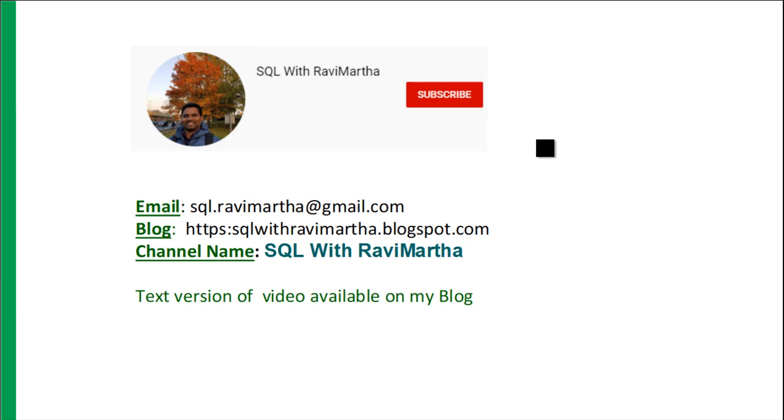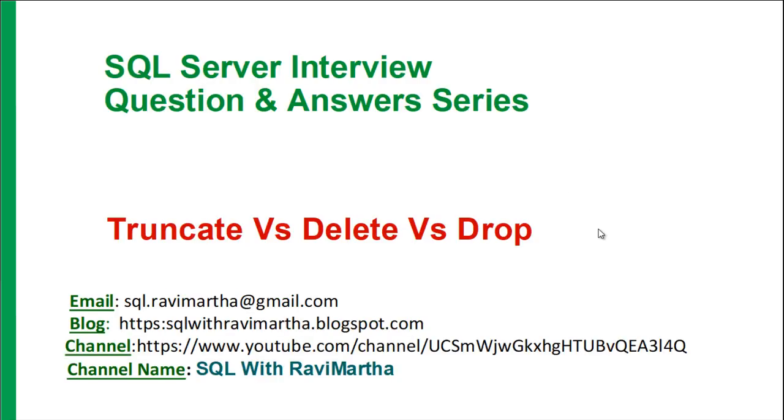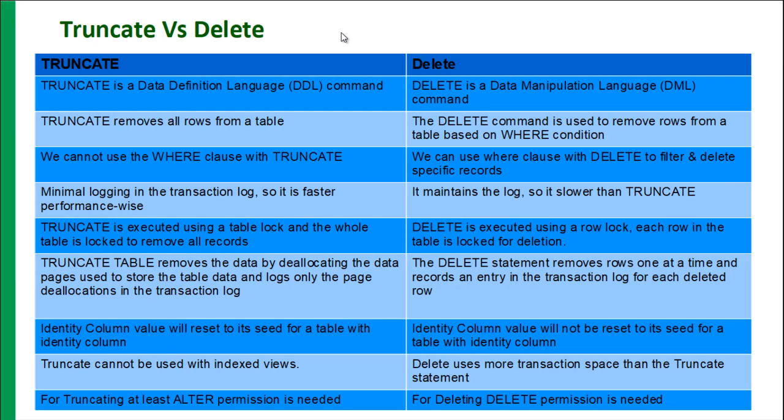Without wasting much of our time, let's dive into today's video. Today we'll check what the differences are between truncate, delete, and drop. Here are the differences between truncate and delete. Truncate is a data definition language command, whereas delete is a data manipulation language command. Truncate removes all the rows from a table, whereas delete will remove specific rows.